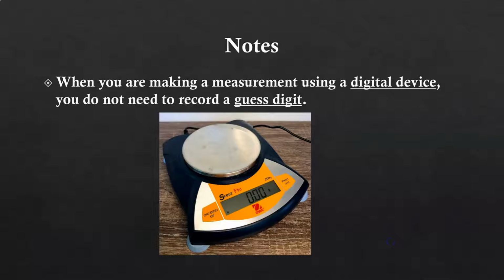However, when you are making a measurement using a digital device, you don't have to record a guess digit. It already does it for you. You just write down whatever the digital device, be it a scale or a thermometer or something else, spits out at you. You just record what it says.